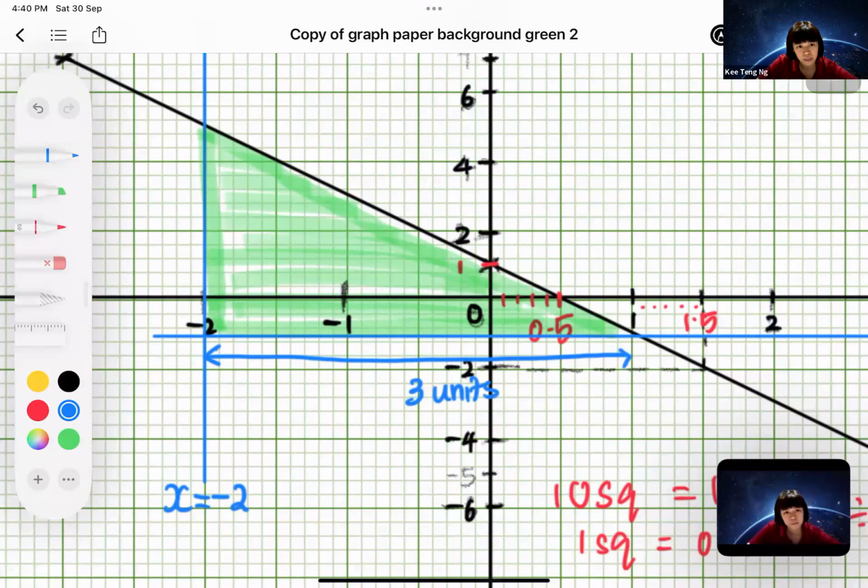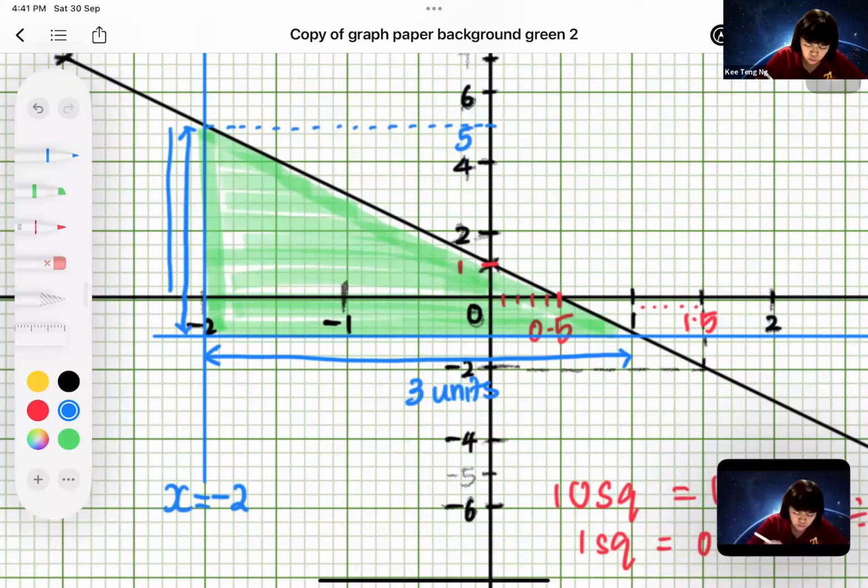All right? Then my height of my triangle is from this to this. This is right in the middle. Oh, what is this number? This number will be 5 units, right? And then from 5 to 0, here is 5 units. This one, what is this number? Oh, this is -1, right? Y equals to -1. So there's one more unit. So 5 units plus 1 unit, total is 6 units. So my vertical height will be 6 units.